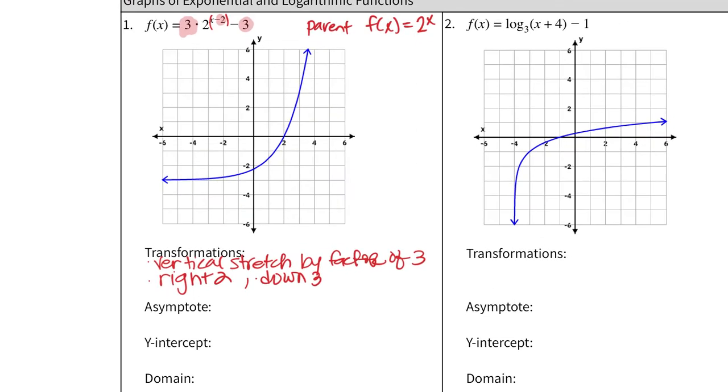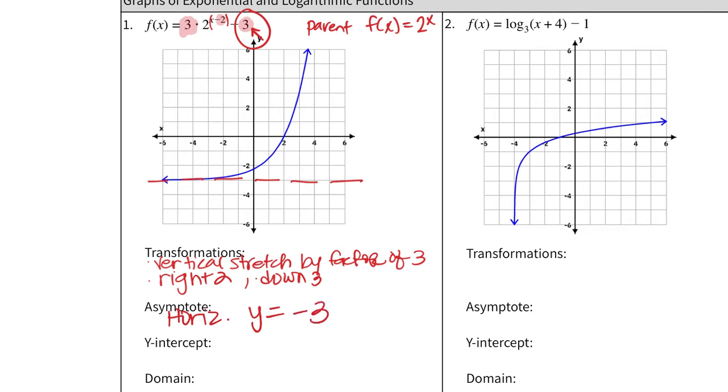Next is the asymptote. The good thing about exponential is it's always a horizontal asymptote. So horizontal. So it's always going to be y equals. All we have to do is figure out what number. But if you look at the equation, it's always going to be that last number, however much it moved up or down. So if you look at the picture, that's 3. So our asymptote is at negative 3.